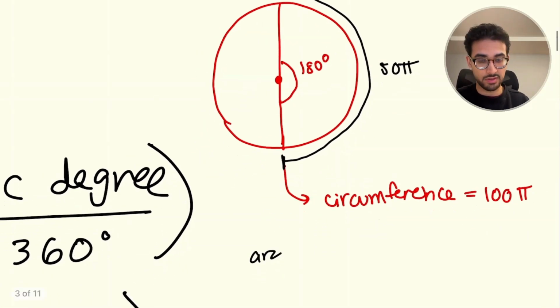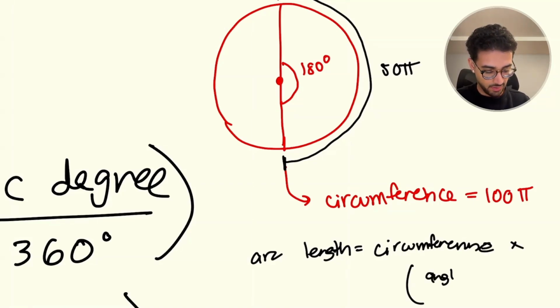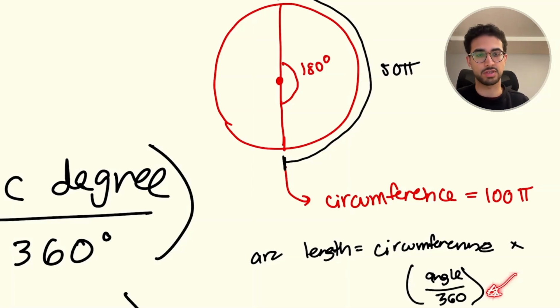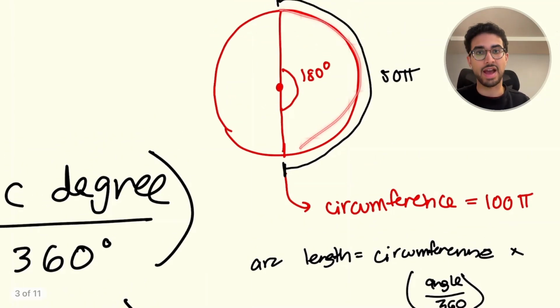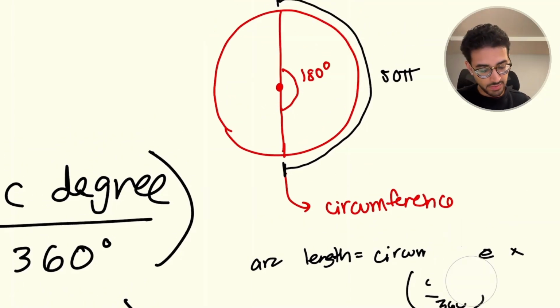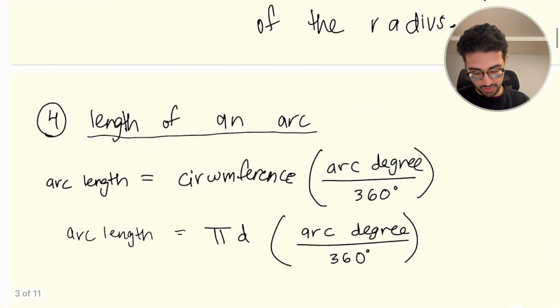Because the arc length is simply the circumference times the angle over 360. So this basically refers to what fraction of the circumference this takes up. This takes up half of the circle, so the length is also going to be half. So that's kind of how that comes into play. All right, so there we go.